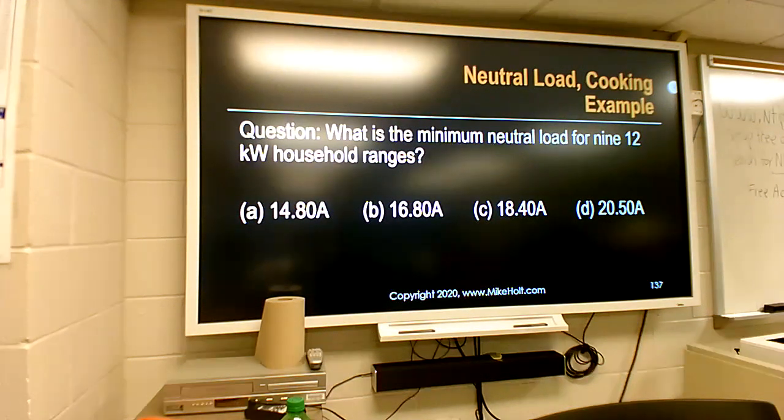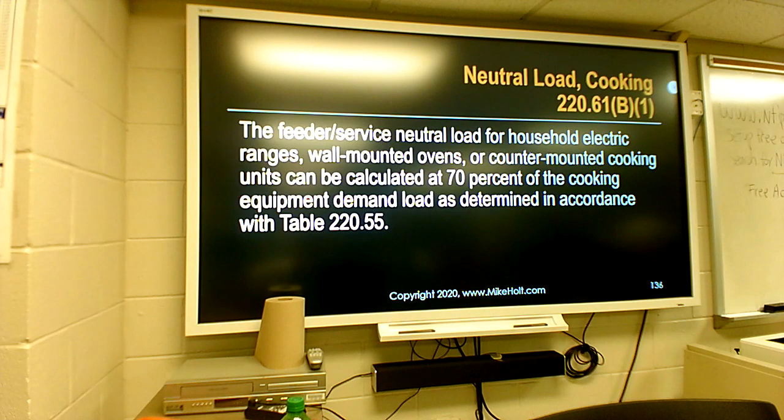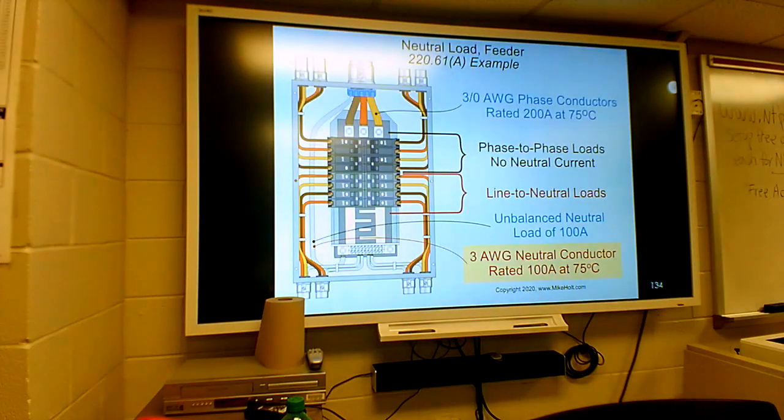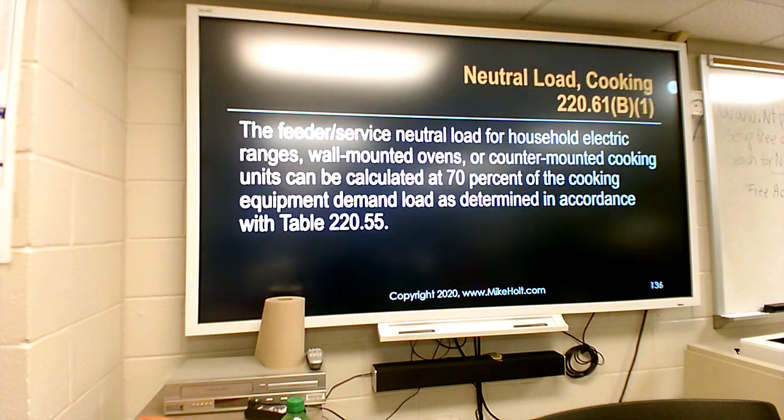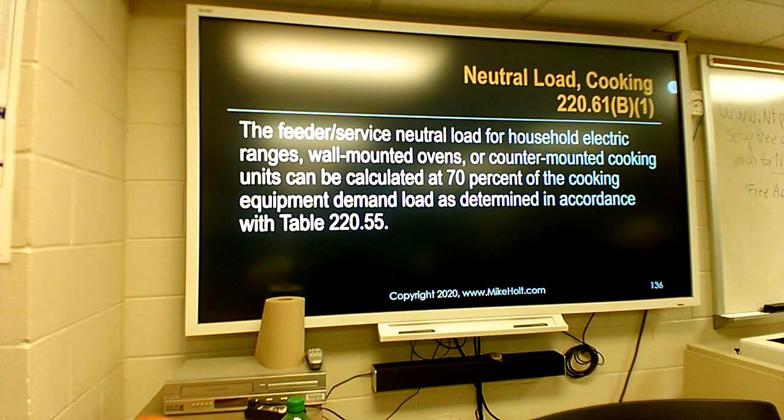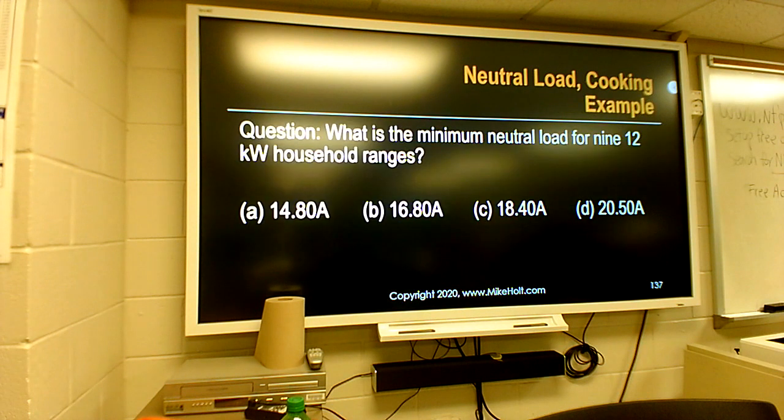I think it could be because there's 3 units. Well, they don't really tell you specifically right there. It's just saying neutral loads can be calculated at 70%. Somewhere in that code book, in that article, it's going to be in there. We don't need to look it up right now. So our example would be, what is the minimum neutral load for 9 12-kilowatt household ranges?